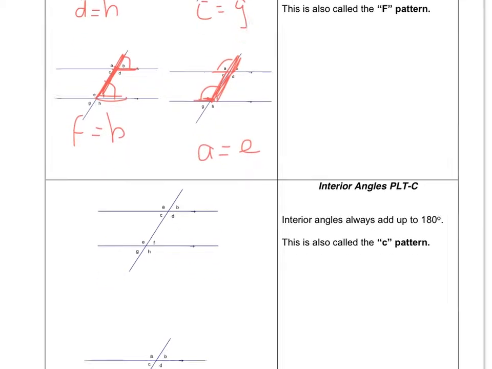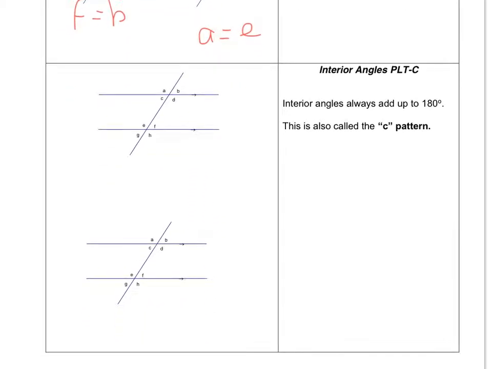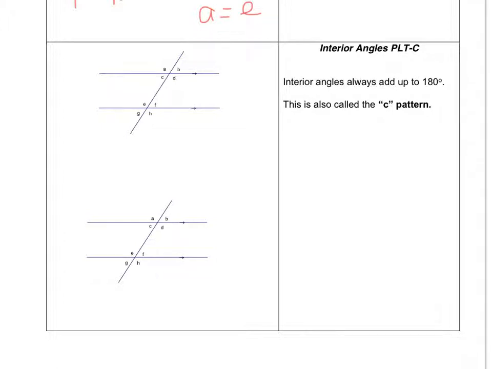And my final relationship happens when I form a C pattern and I get interior angles. Interior angles are in between the 2 parallel lines, but they lie on the same side of the transversal, and it will form a C. So here I'm going to trap my angle D, and I'm going to trap my angle F. If you notice, they're both on the right side of my transversal, and they're both on the inside of my parallel lines. Now you can see F is acute and D is obtuse, so they are not equal, but they do have a relationship: when you add them together, they equal 180 degrees.